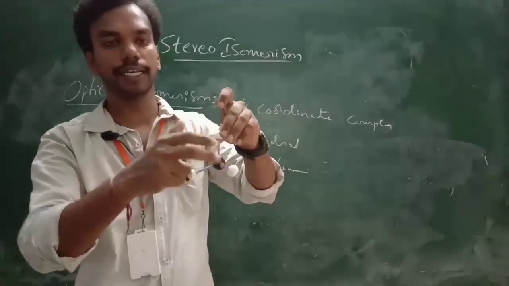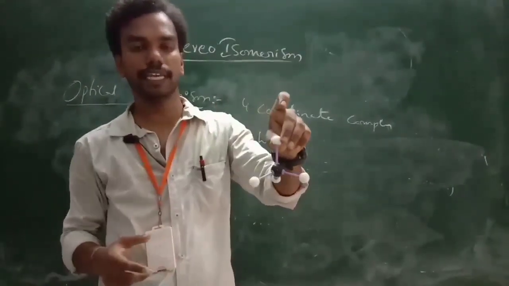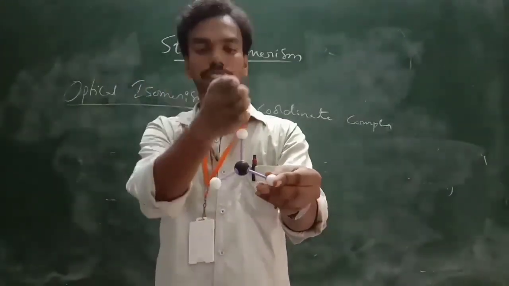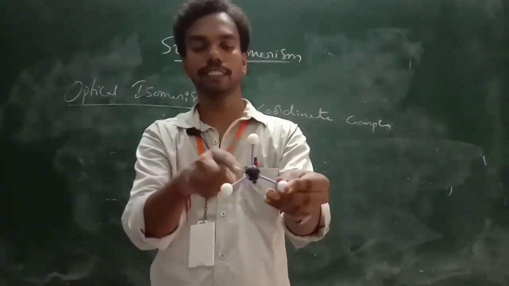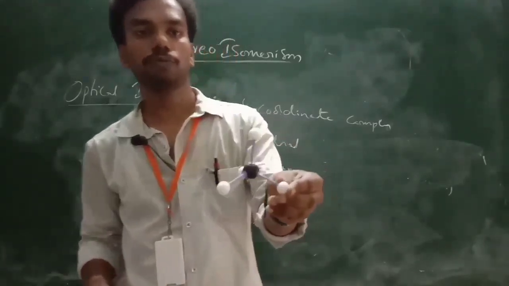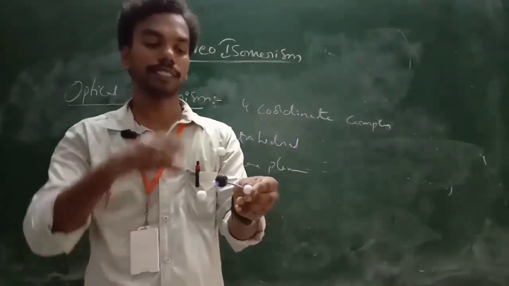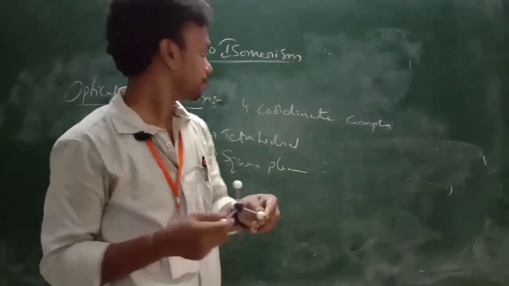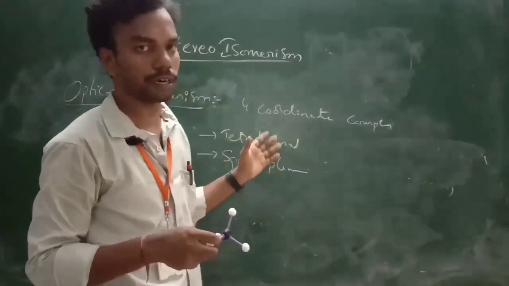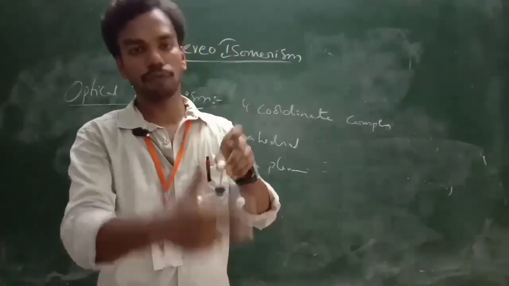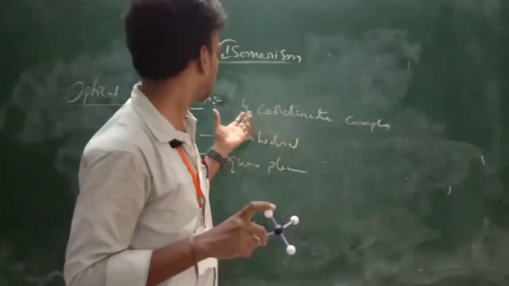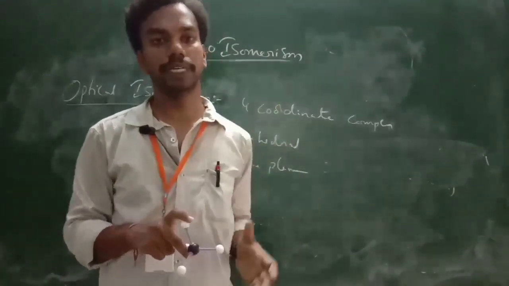if all ligands are the same, we have a plane of symmetry. If you pass a plane through these two ligands and the central atom, the other two are also the same. That means we have a plane of symmetry. So if the tetrahedral complex has the same ligands, it would be optically inactive and not show any optical isomer. If any two ligands are the same, it also does not show any optical isomer because it has a plane of symmetry.